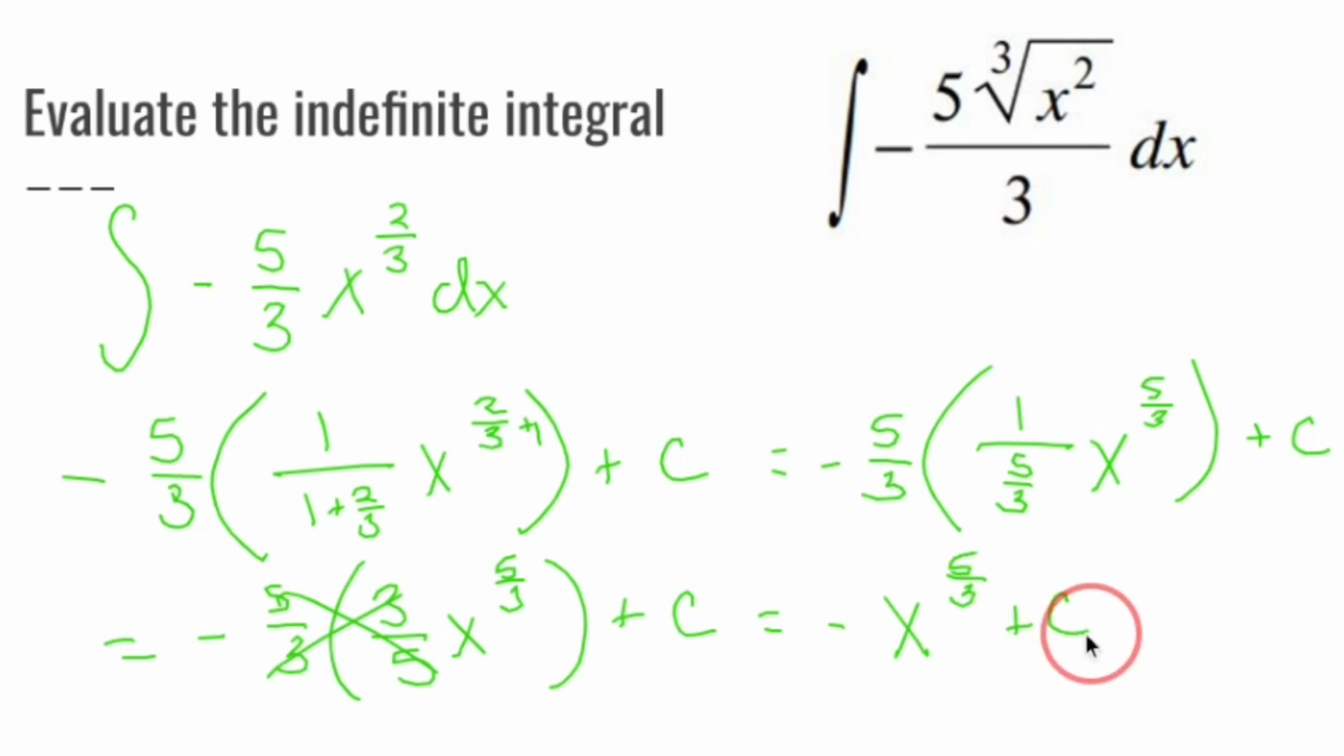And many teachers, professors might be okay with this, but if they want you to change it, you can write this out as negative cube root of x to the 5th plus c. Either one of these are acceptable, but there they are in both of its forms. Fun.